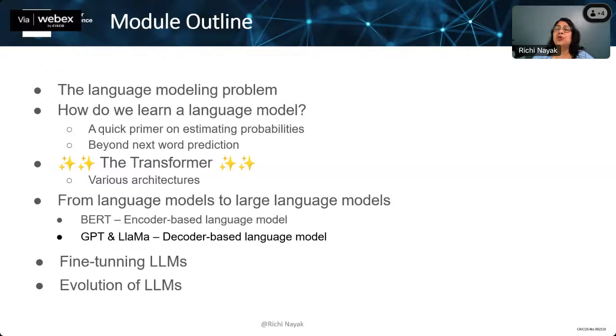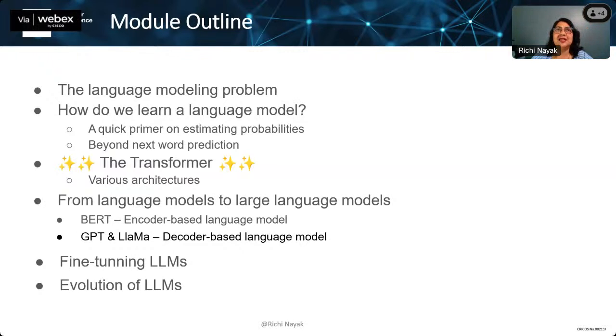Once we know language modeling and establish the basics of it, we are going to move on to large language models. We are going to introduce BERT, which is an encoder-based language model, and then we will see GPT and Llama, which are decoder-based language models. And in the workshop session, Deepak is going to go into much more detail about the BERT-based models and use them for classification purposes.